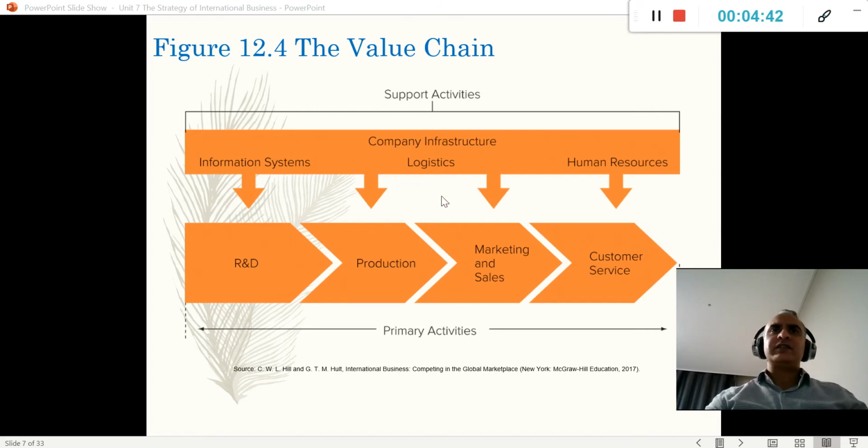We also have to understand the infrastructure and the logistics, and how information systems, everything goes together, which is how we move the materials back and forth, and we make sure they are flowing well throughout the chain.